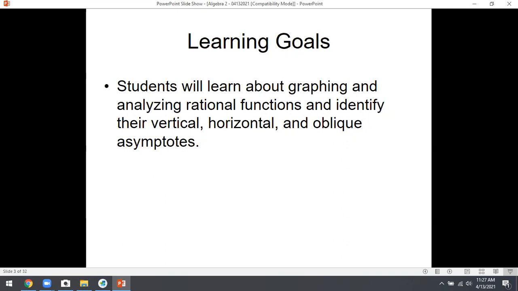There's all kinds of asymptotes. There's going to be different ones thrown out. There's going to be what's called a slant asymptote, an oblique asymptote. Going to be different things.